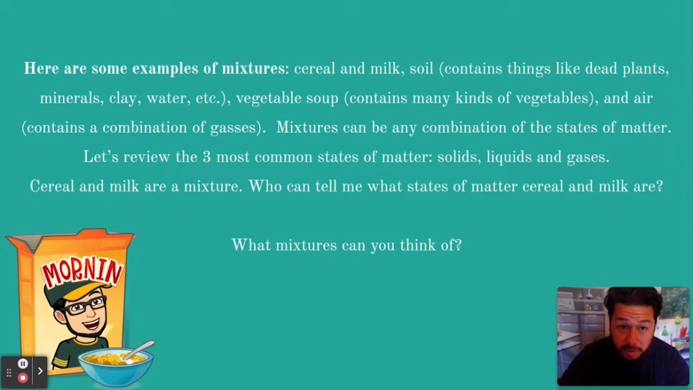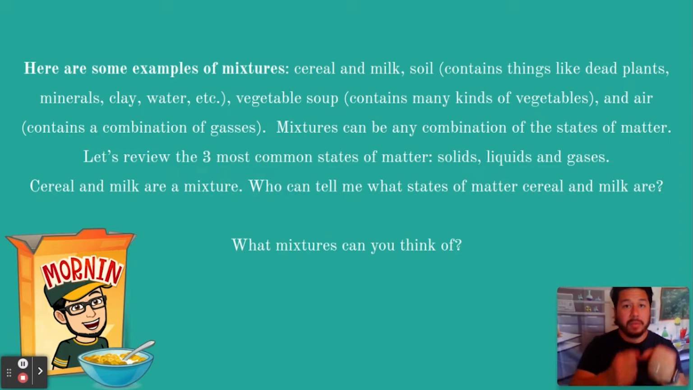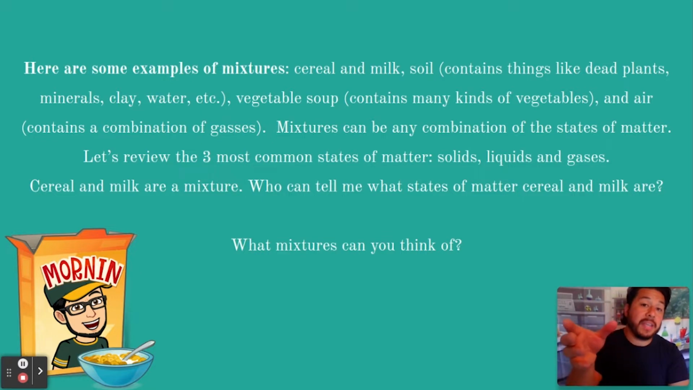So let's review the three most common states of matter. We have our solids, we have our liquids, and we have our gases, right? Cereal and milk are a mixture. Who can think of what states of matter cereal and milk are? Well, we have two of them. We have cereal, it's crunchy, typically. That's usually a solid. And then what's our milk? Our cereal is solid. Our milk is a liquid.